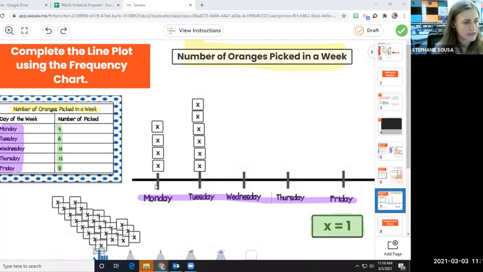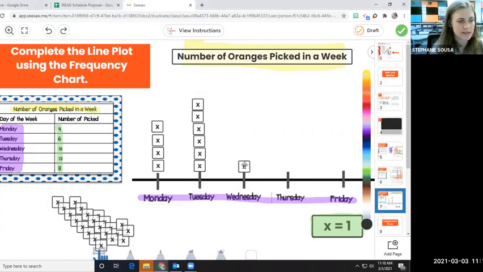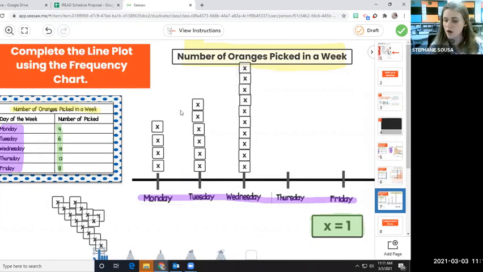All right, let's take a look at Wednesday. Wednesday has 10 oranges picked in a week, so I'm going to stack 10 of my X's because my scale tells me I'm counting by 1. 1, 2, 3, 4, I'm moving X's, you're moving X's, 5, 6, 7, 8, 9, 10. That is a tall stack of oranges.